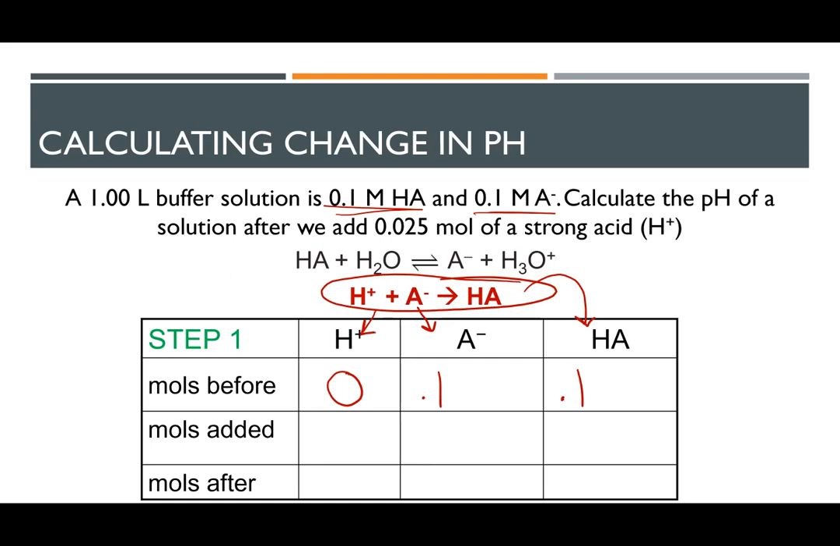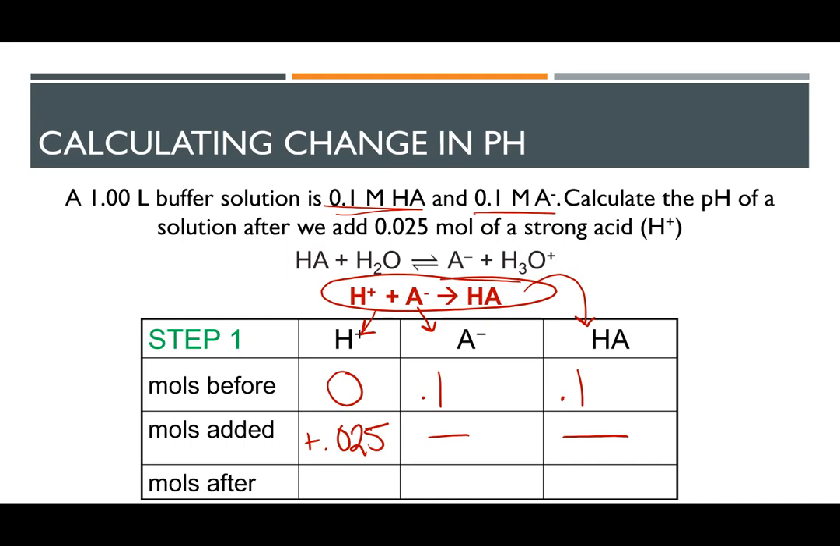Now, moles added. Are we adding any of our conjugate base? Are we adding any of our weak acid? No, we're not adding anything. We're just leaving those alone. So nothing gets added there. But we are adding our strong acid. So we're adding 0.025 moles of this. All right. So now we just got to read down the table.